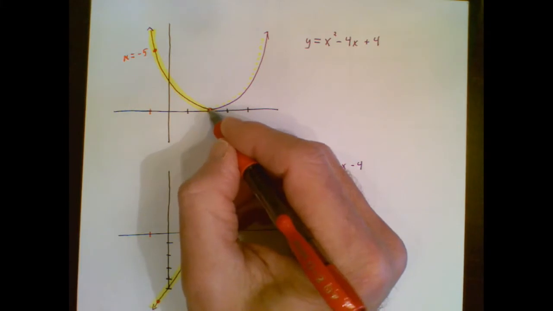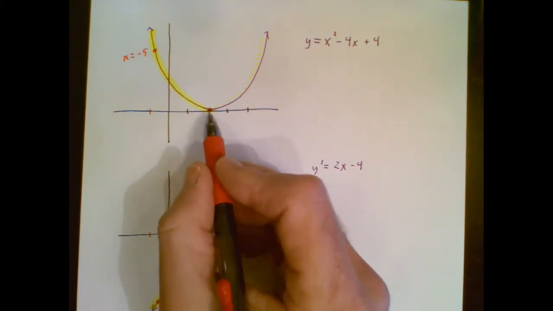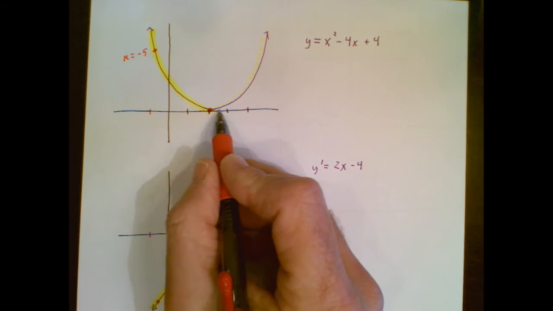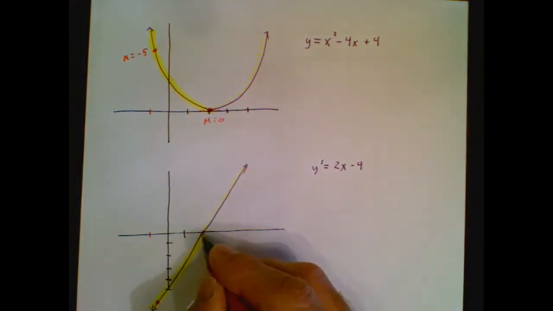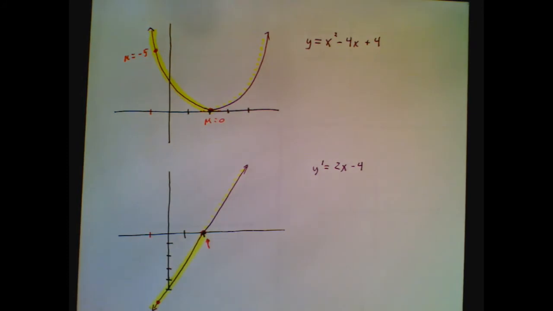For example, what's the slope right there? Well, the slope of that function, it has a horizontal tangent line right there. So the slope at that spot is 0. And take a look at this. The derivative value at that spot is also 0.